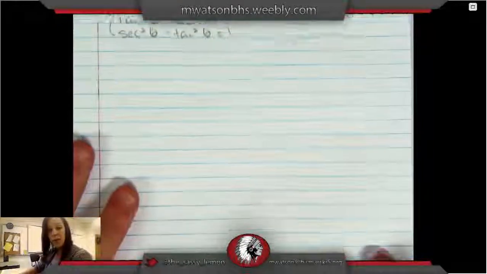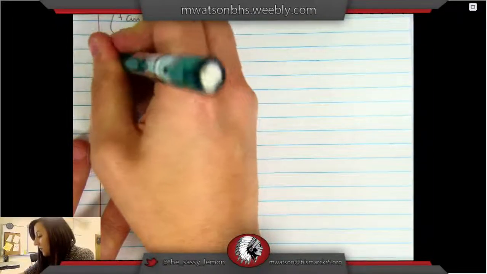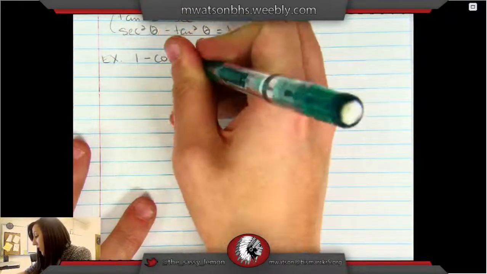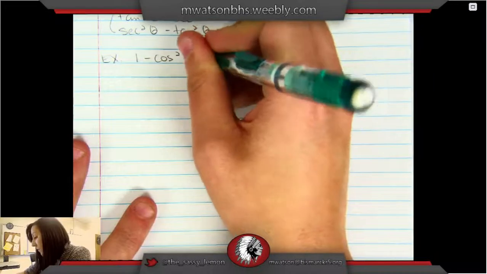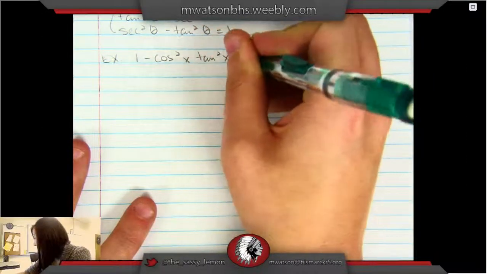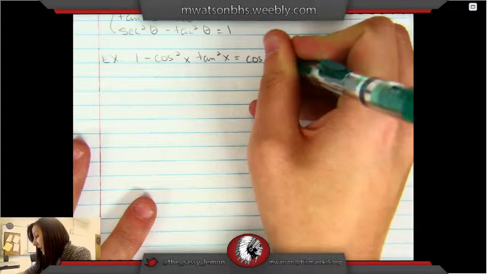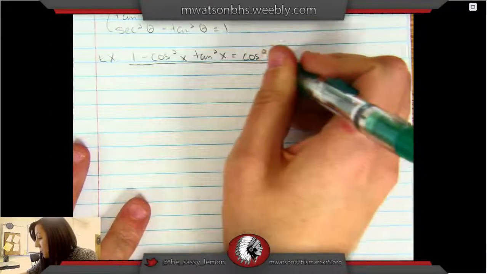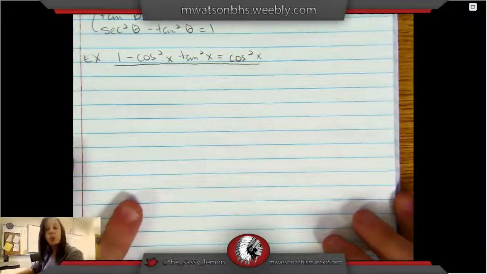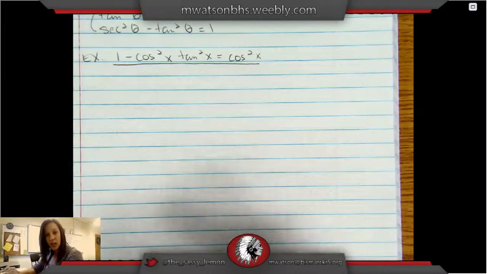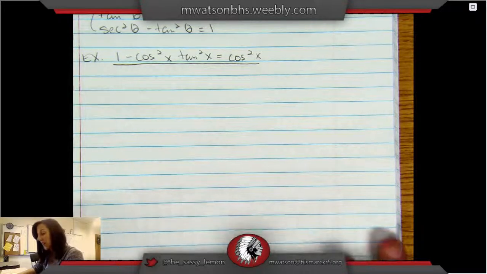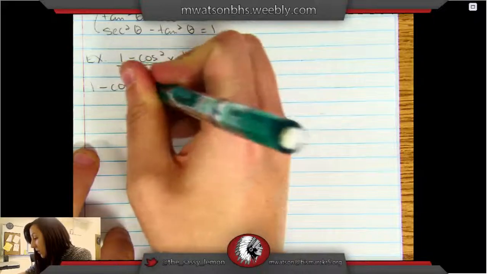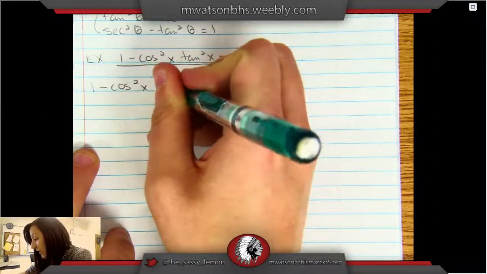Alright, so our first practice problem is going to be 1 minus cosine squared x times tangent squared x equals cosine squared x. And I'm going to underline my problem. You want to choose the more complicated side, and you want to try to boil it down to the least complicated. So I'm going to choose the left-hand side, 1 minus cosine squared x tangent squared x.